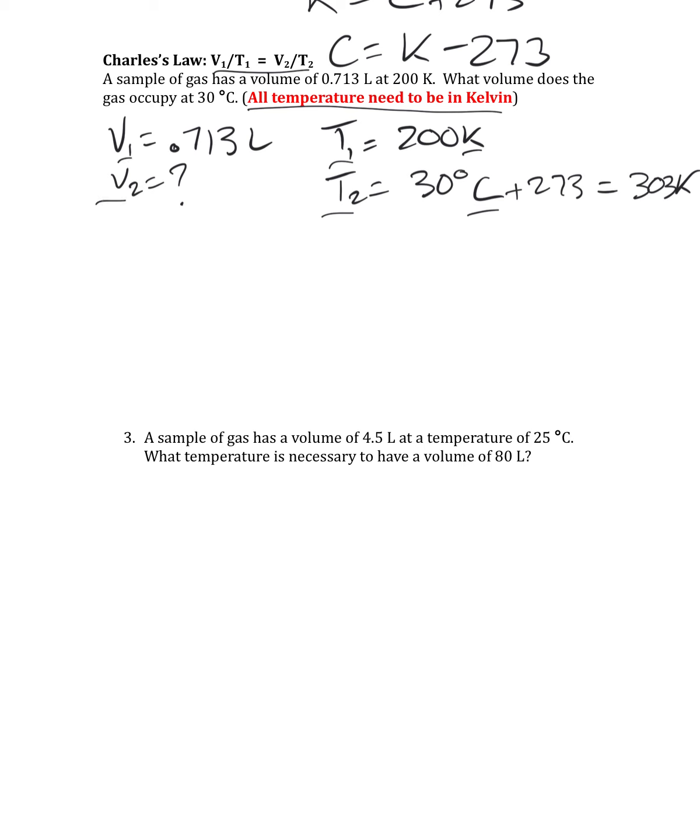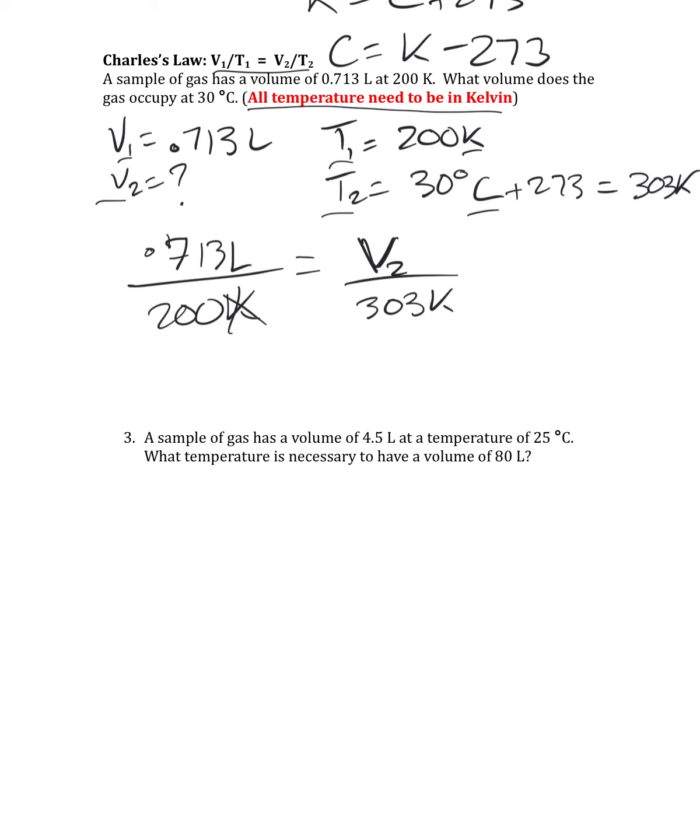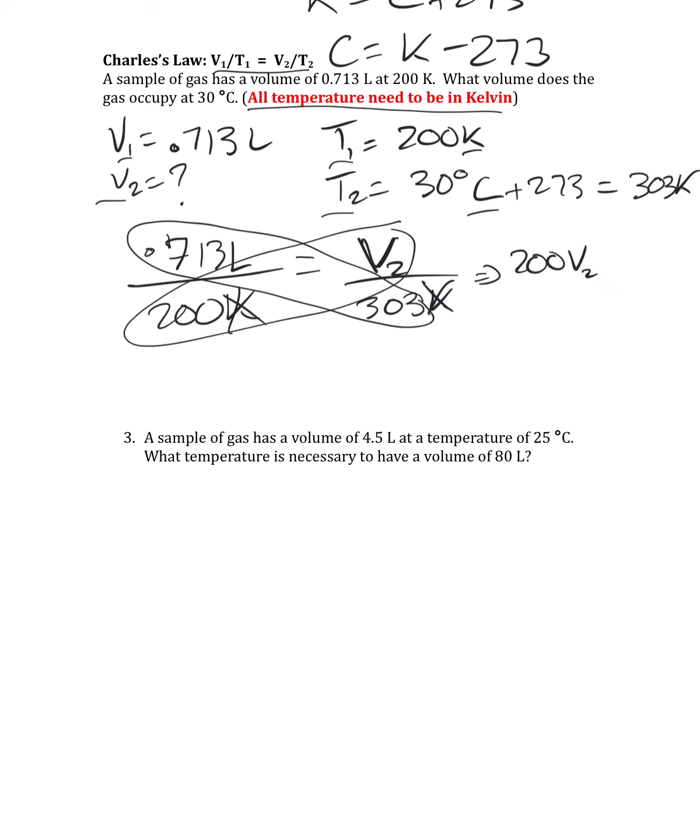So V1 over T1. V1 is 0.713 liter over T1, which is 200 Kelvin, equals V2 over T2. We don't know V2, so we'll put a box around that, divided by T2, which is 303 Kelvin, because we can only compare things in the same unit. Cancel out the Kelvin. Now just cross multiply. 200 times V2 equals 0.713 times 303.